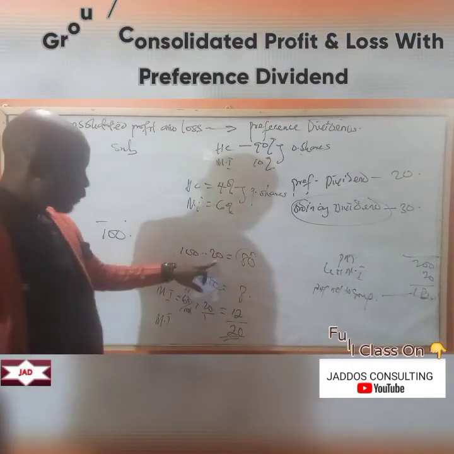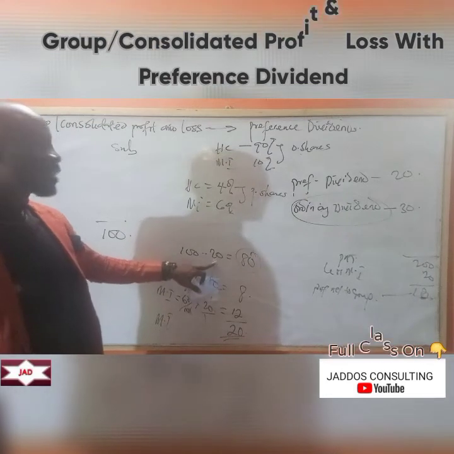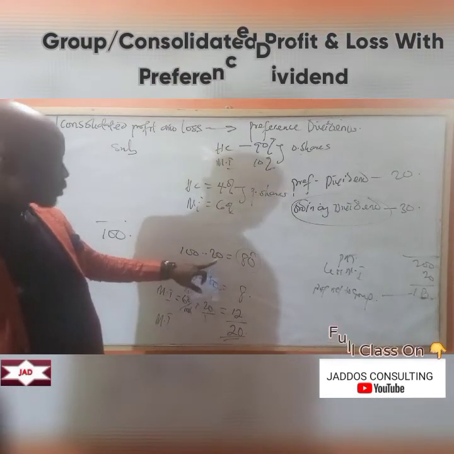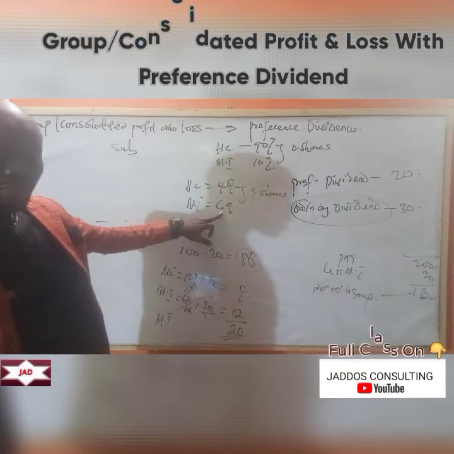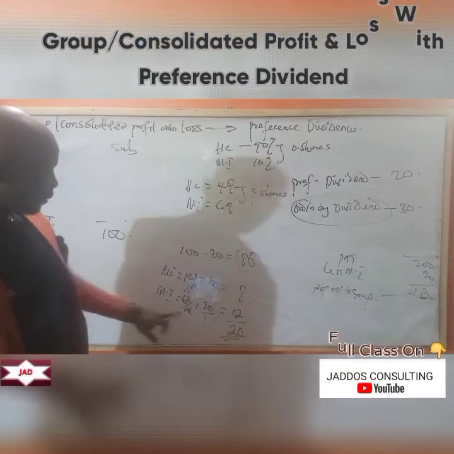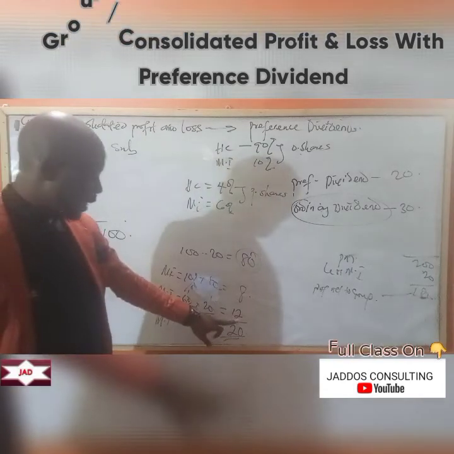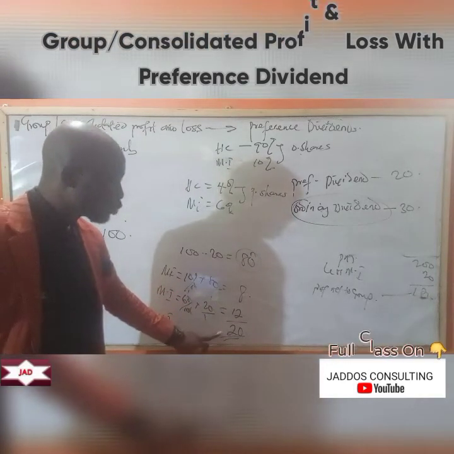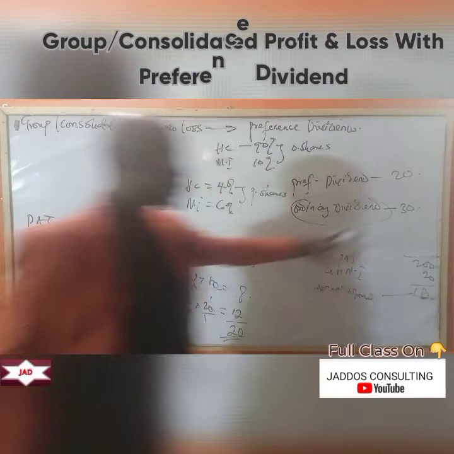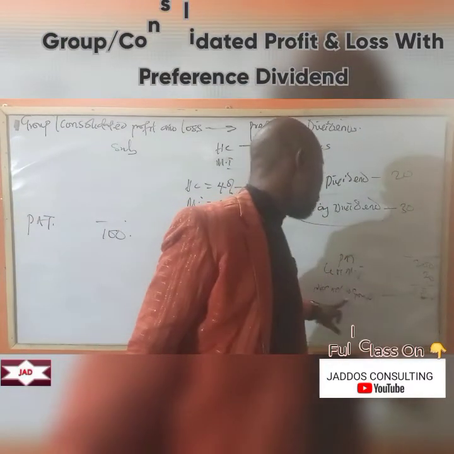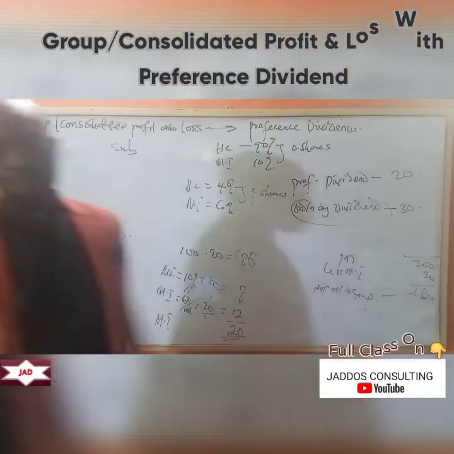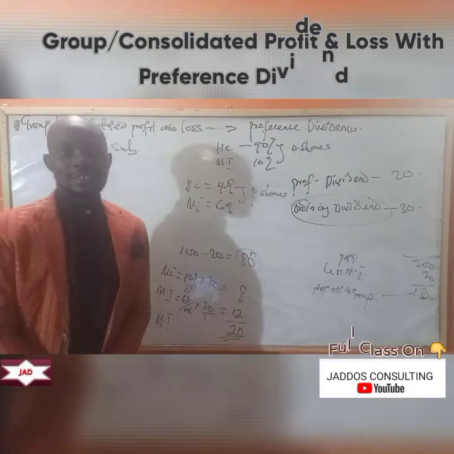Then on this 20, of course, you're going to have minority interest taking their shares. So their share here is 60% based on this example. So 60% of 20 is 12. So when you add these two, you have 20. This is what is due to minority, that we will take out here to get profit to the group. Okay? So this is it.